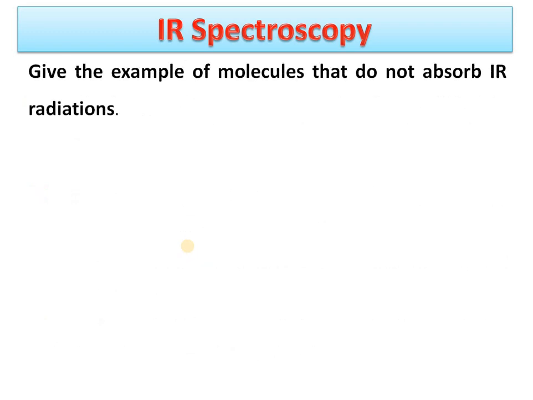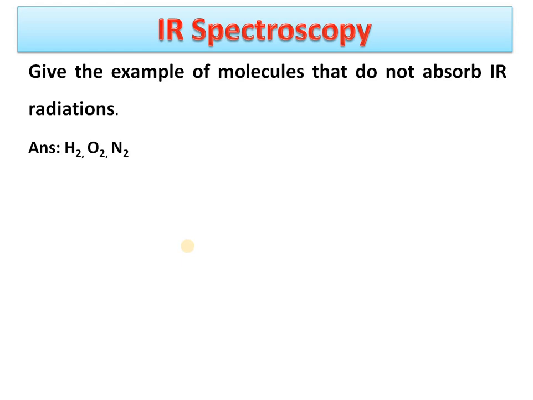Now, if I ask one question, give the examples of the molecule that do not absorb IR radiations, then what will be the answer from you? The answer will be, in this case, the molecule like H2, the molecule like O2, the molecule like N2 are IR inactive in nature. They do not absorb the IR radiation.